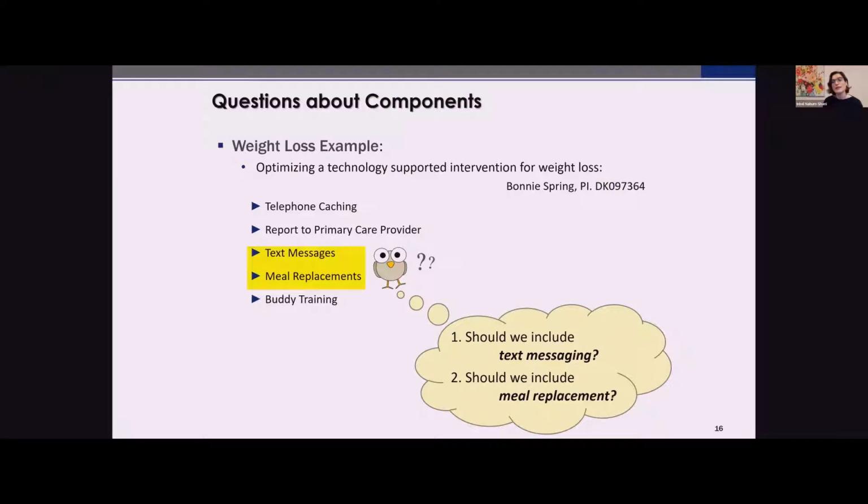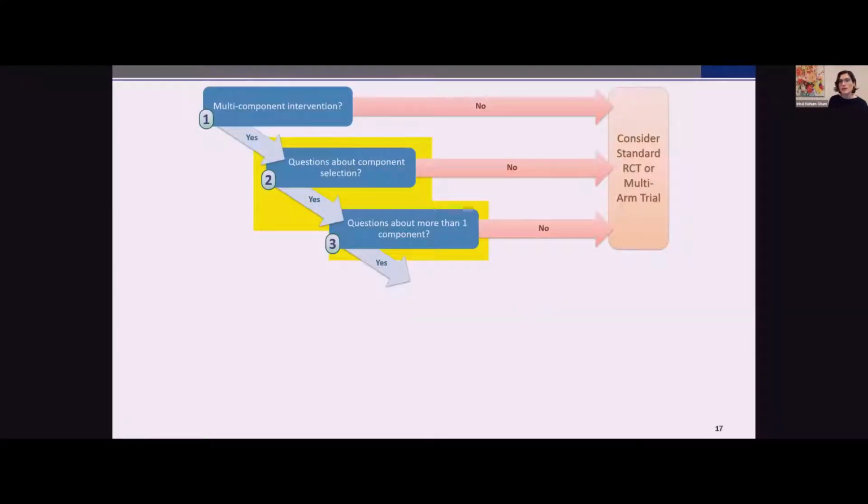But sometimes we do have open scientific questions about the selection of components. For example, what if I don't know if I should include text messages in my intervention, and I don't know if I should include meal replacement in my intervention? These are questions about the selection of components. So here I would answer yes to question number 2, and I would move to question number 3. Here I need to ask myself, do I have scientific questions about more than a single component?